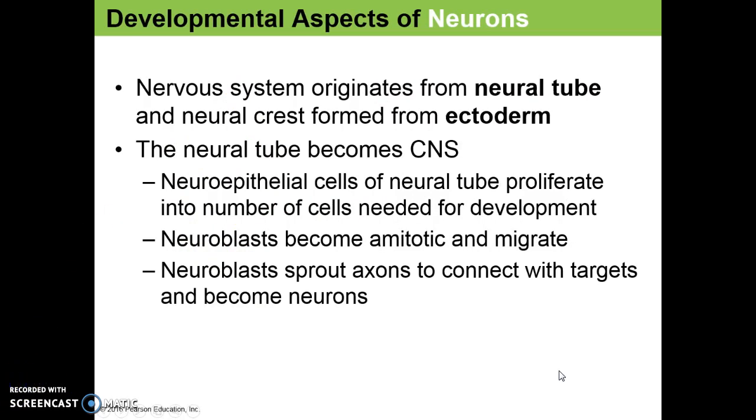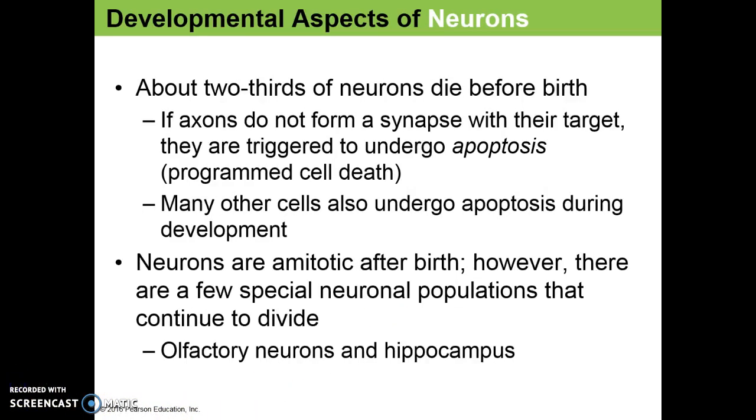Here, for the nervous system developmental aspects, some things you need to know: the nervous system originates from the neural tube, and the neural crests are formed from the most outer germ layer called the ectoderm. Some other developmental aspects of neurons: about two-thirds of neurons die before birth. If axons do not form a synapse with their target, they are triggered to undergo apoptosis, which is called programmed cell death. Many other cells also undergo apoptosis during the developmental stage.